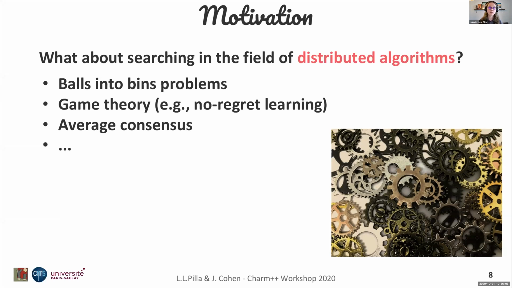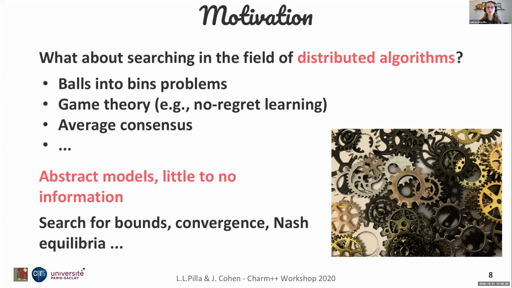The main issue is that people working on these distributed algorithms focus on very abstract models, which are far from the reality of our applications. They try to use little to no information because that helps them see the bounds or improve the convergence of different algorithms in situations where you may not even know how many resources or how many tasks you have. So these are very abstract, not easy to implement and apply directly.